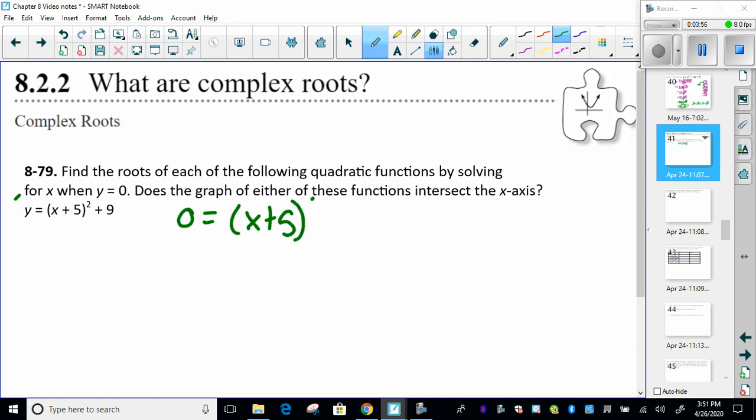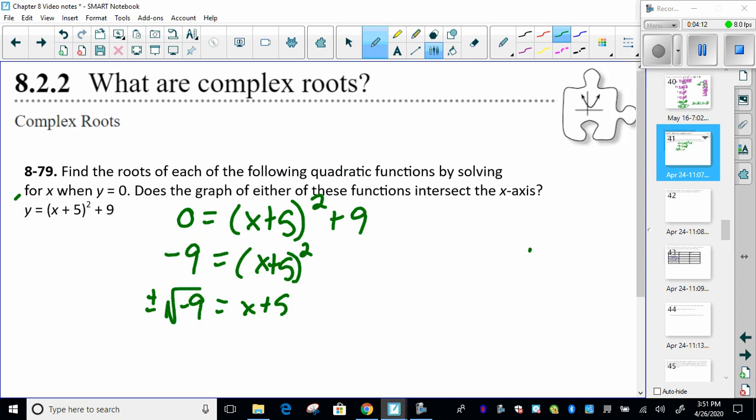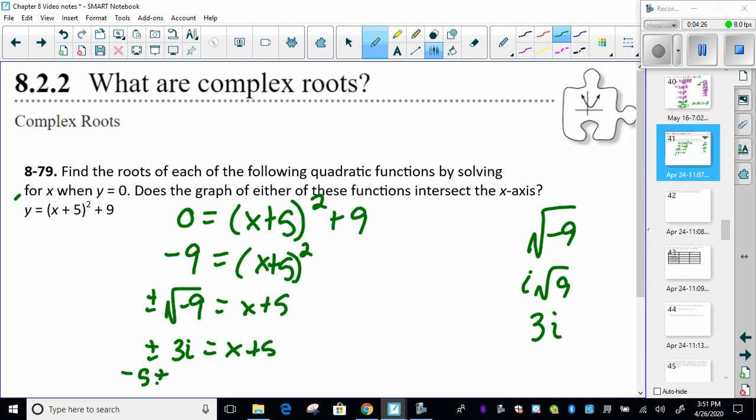So therefore 0 equals x plus 5 squared plus 9. Solving, we subtract 9. Then we have to undo that square by square rooting. Keep in mind, when we undo a square by square rooting, it's both the positive and the negative. Now the square root of negative 9, that's i times the square root of 9, which is 3i. So therefore, positive and negative 3i equals x plus 5. Lastly, subtract the 5 on both sides to get x by itself.